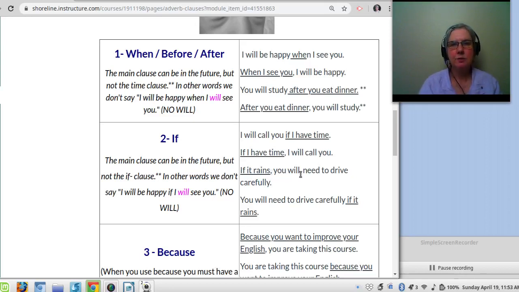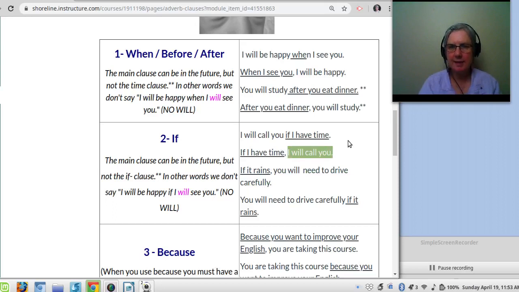If it rains, you will need to drive carefully. I have a comma there, comma there. You will need to drive carefully if it rains, no comma. So the main clause has a verb tense. This verb tense is future, but this is present. The main clause is future, this is present. The main clause is future, this is present.